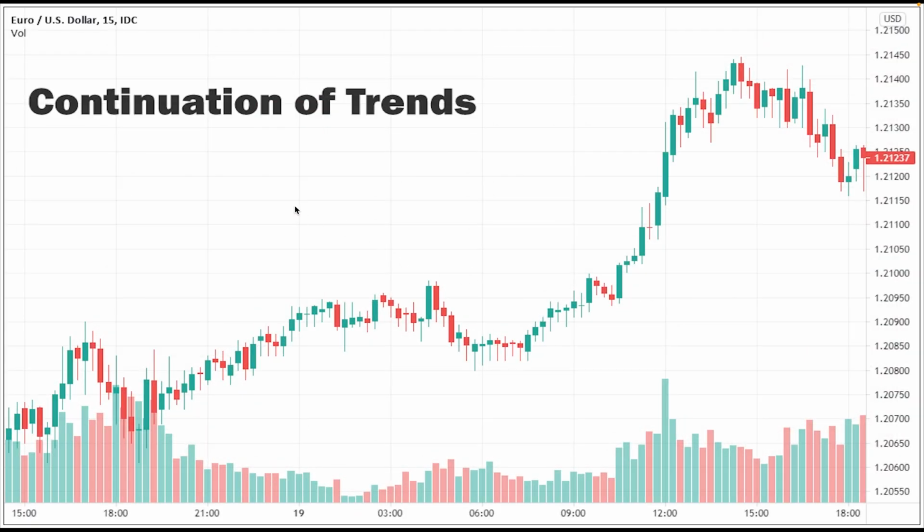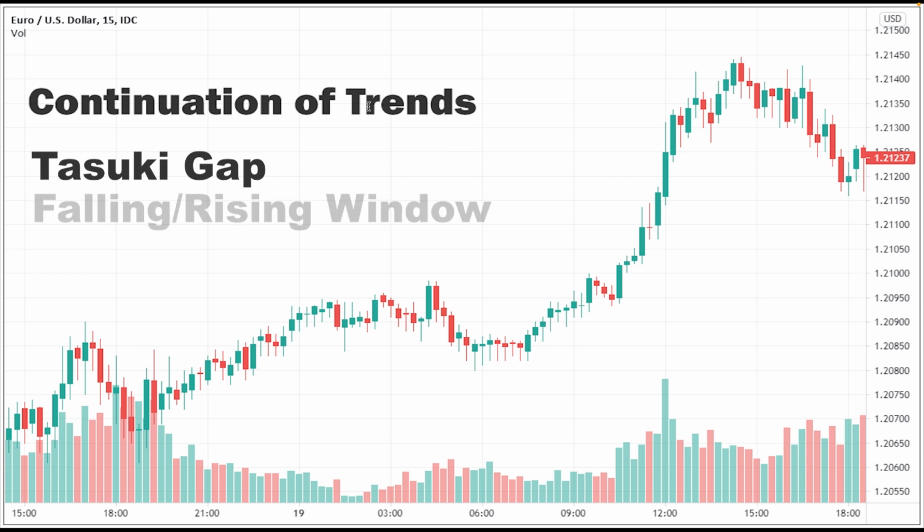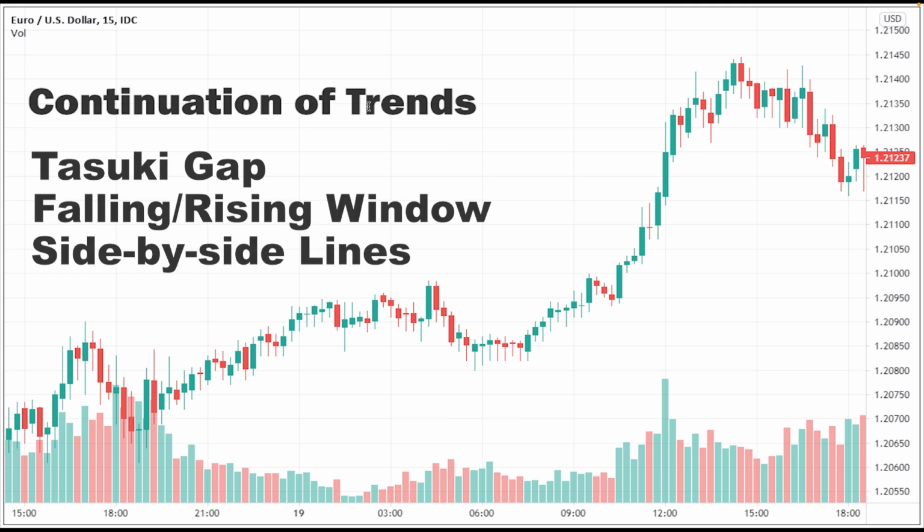Alright, let's begin with the first one, continuation of trends. As you know, there are some continuation candlestick patterns that form somewhere in the middle of a trend, and they tell us that the trend is probably going to continue. We have different continuation patterns like upside, downside, Tasuki gap, falling, rising windows, side by side lines, among others.